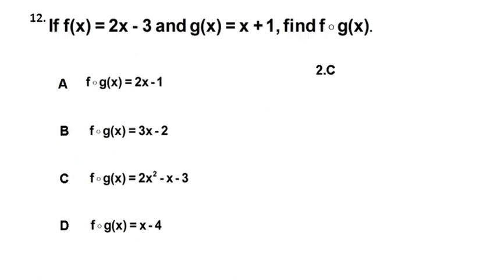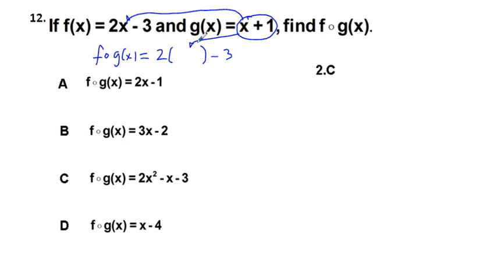Next, 12. If f of x equals 2x minus 3 and g of x equals x plus 1, find f of g of x. Well, we have f closest to the x's, and g, so we'll take this g and plug it in for the x here. And for that, f of g of x is going to be equal to 2, I'm going to leave this gap here, minus 3. And into this gap here, we're going to put x plus 1.